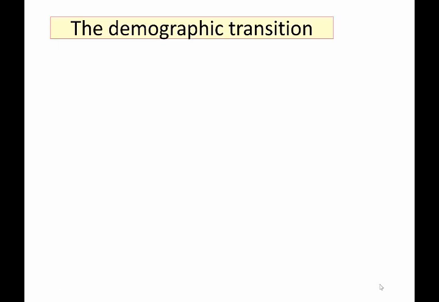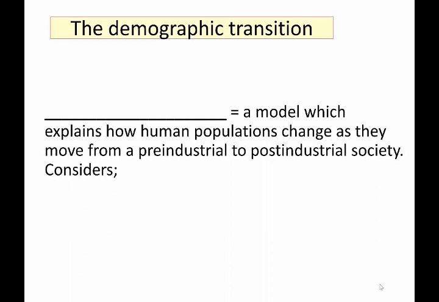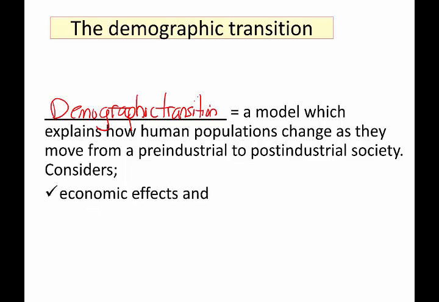This video is about human population part 2. We're going to start by talking about the demographic transition. So the demographic transition is actually a model which explains how human populations change as they move from a pre-industrial to a post-industrial society. And it considers economic effects and also cultural changes.